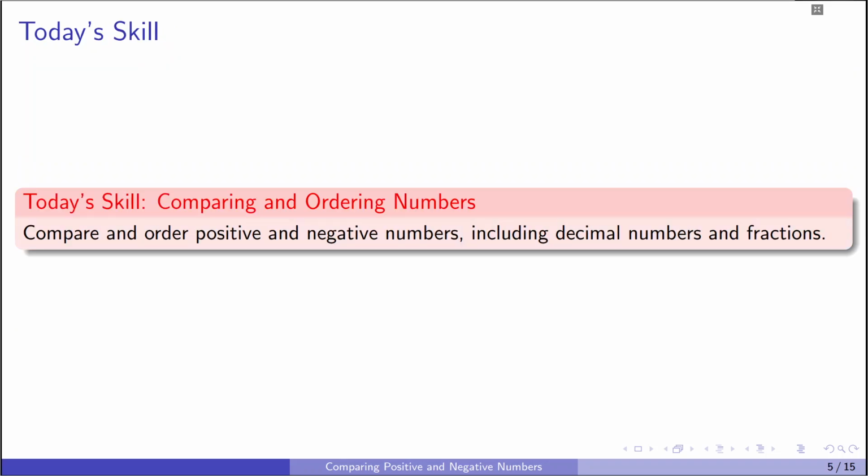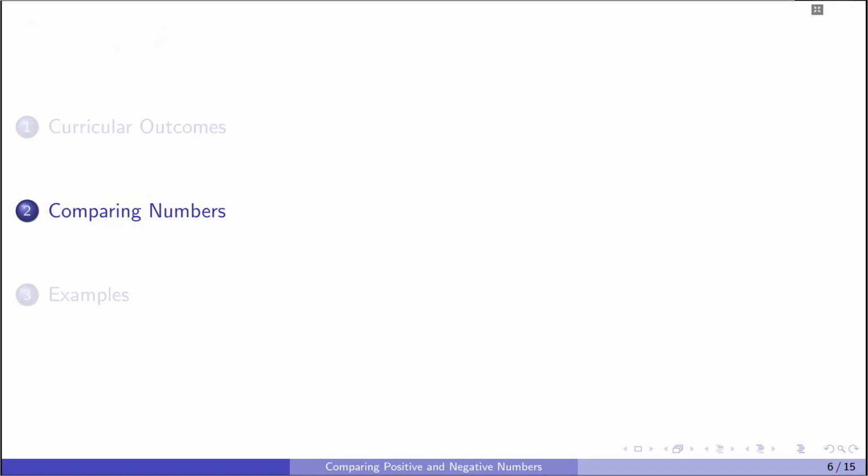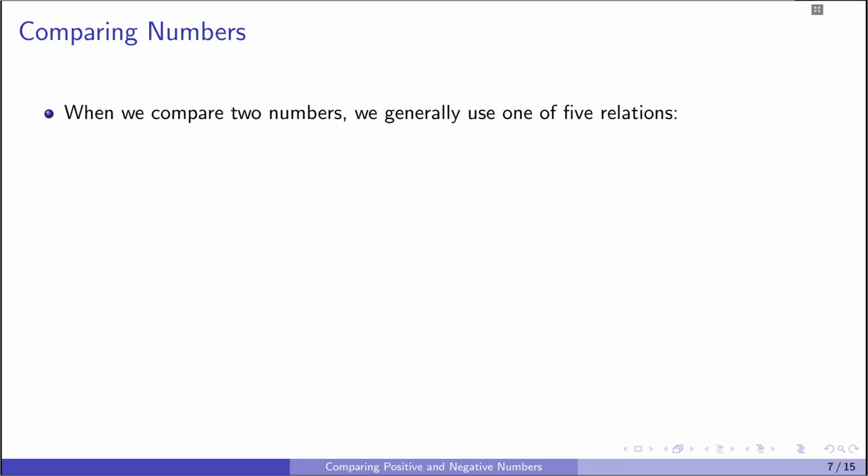Today's skill is comparing and ordering numbers. So we're going to compare and order positive and negative numbers, including decimal numbers and fractions. How do we do this? When we compare two numbers, we generally use one of 5 relations. Relations in math are ways to compare or connect one thing to another.